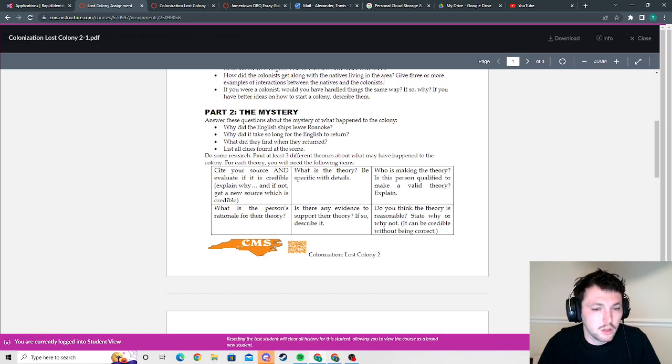Part 2, the mystery, answer these questions about the mystery of what happened to the colony. Again, answer these 4 bullet point questions, but then do some research, find at least 3 different theories about what may have happened to the colony. For each theory, you'll need the following items. Really quick, before we go over that table, I only need 2 theories. Not 3 theories, 2 theories. You're going to make one of these tables, one of these 6-box tables, for 2 different theories.